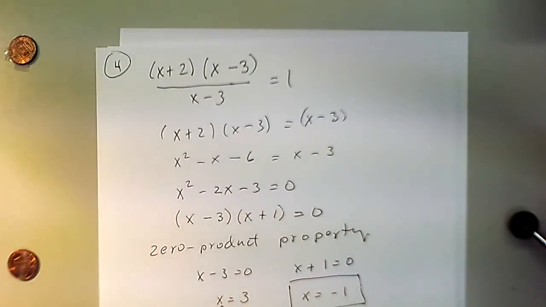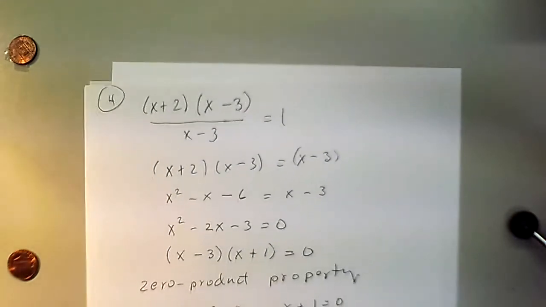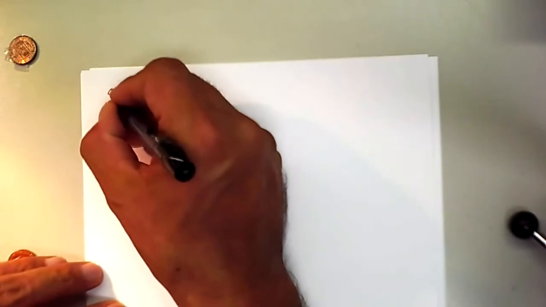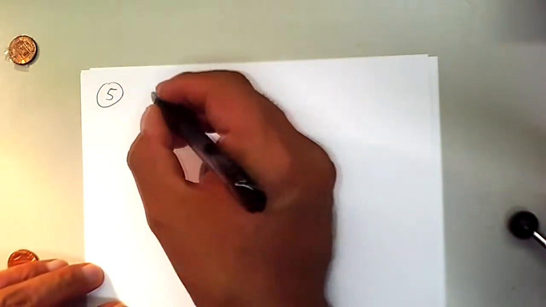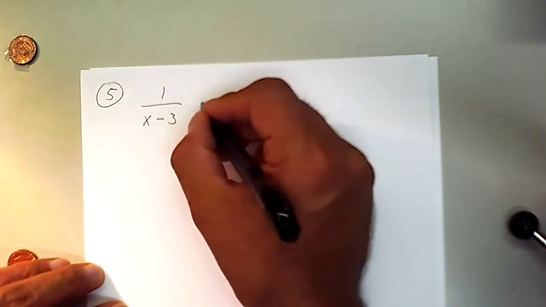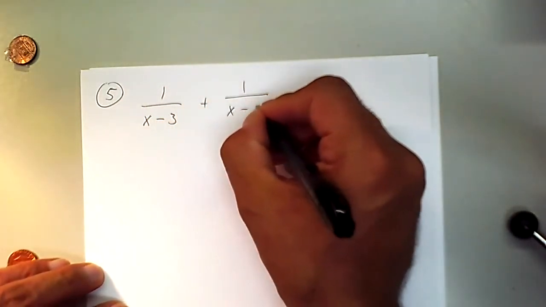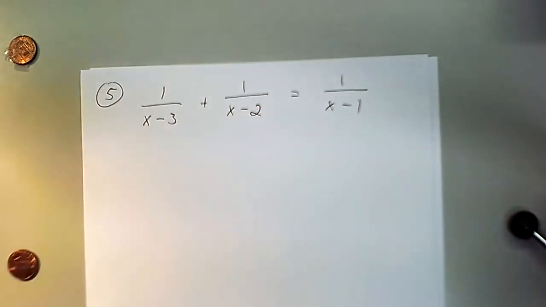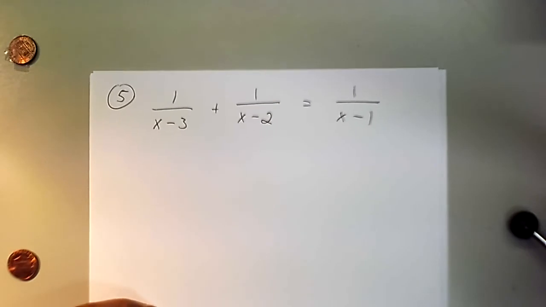Okay, let's look at more rational equations. Let's start a new page. Example 5. Say we have 1 over x minus 3 plus 1 over x minus 2 equals 1 over x minus 1. And we want to solve this equation for x. Whoa. Okay, this is not an easy problem.